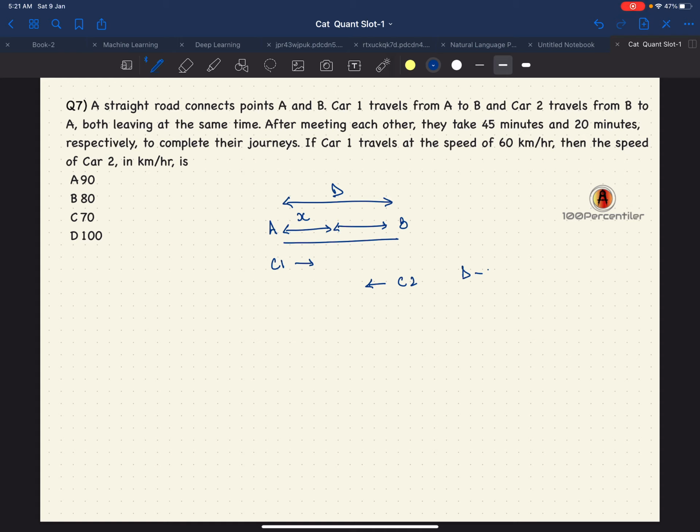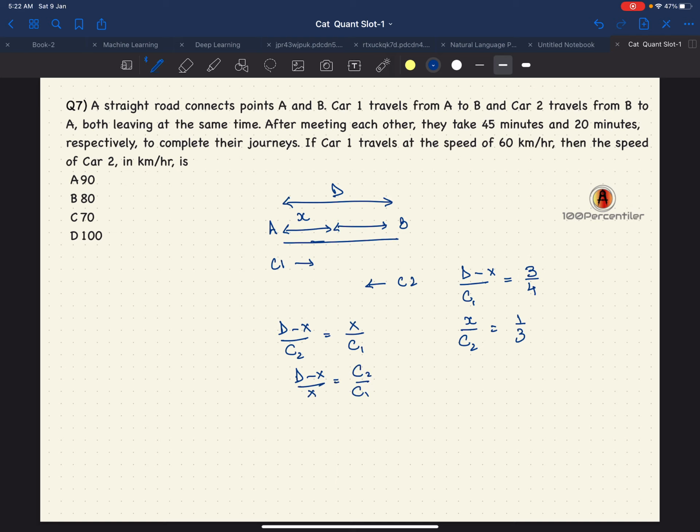So we know that (D minus X) upon C1 is equal to 45 minutes, which is 3 upon 4 hours. Similarly, for X distance traveled by C2, we take 20 minutes, which is 1 upon 3 hours. Also, as they are meeting at this particular point, we know that the time taken to travel D minus X for C2 should be same as the time to travel X distance by C1. Now, if we take the ratio of D minus X upon X, we have C2 upon C1.